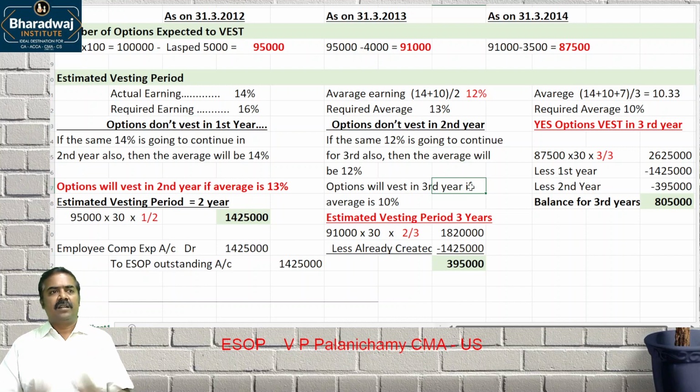Do you understand? So what is the difference between the previous question and this one? In the previous question, we had the same vesting period throughout. But here the vesting period got extended. Take up this.